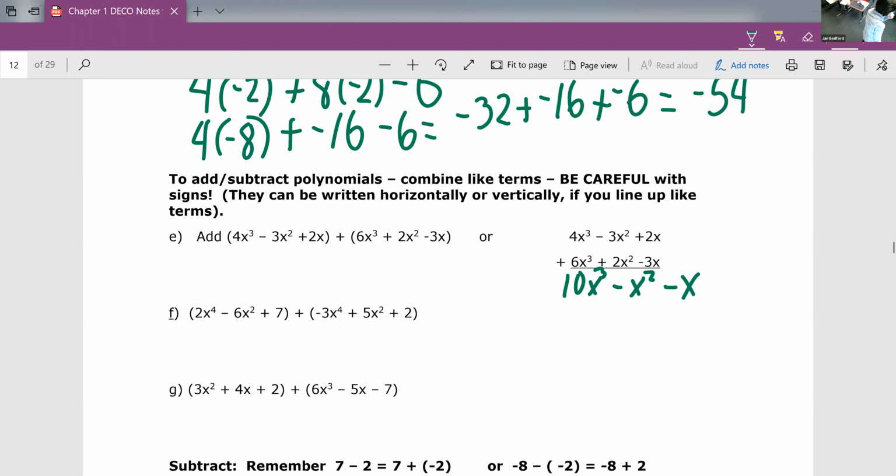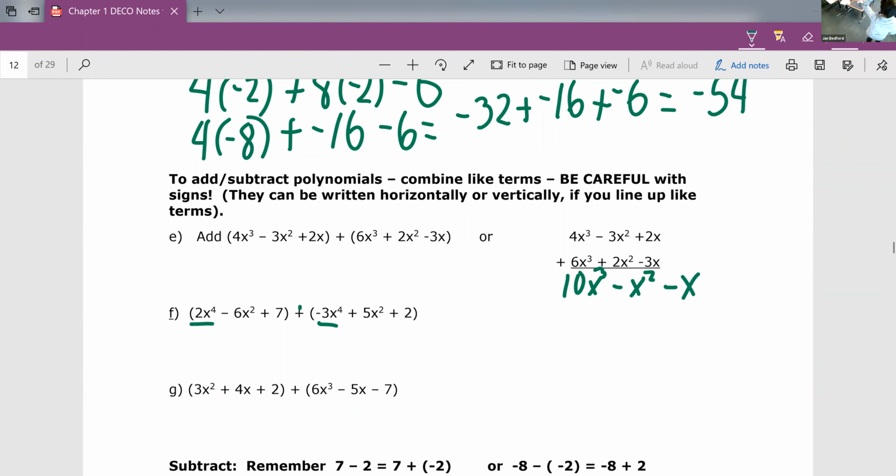Now, look at F, and we'll do it horizontally just so you can see. So my first polynomial is in the parentheses. I've got a plus sign, and then the second polynomial in the parentheses. So we got to identify if we've got some like terms. I see an x to the 4th in the first parentheses. Is there an x to the 4th in the second? So I'm going to underline both of those and add them up.